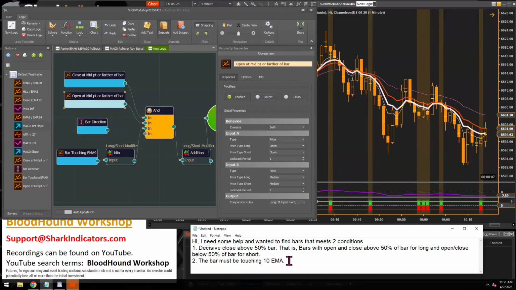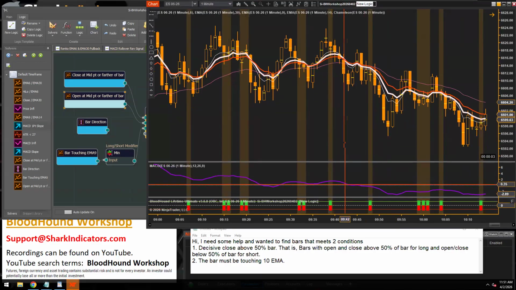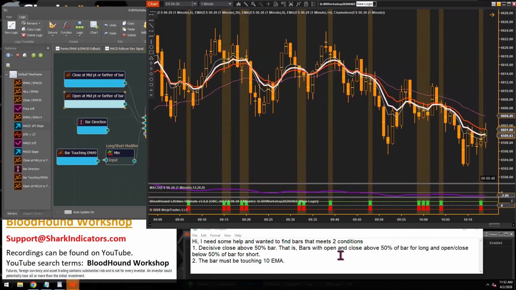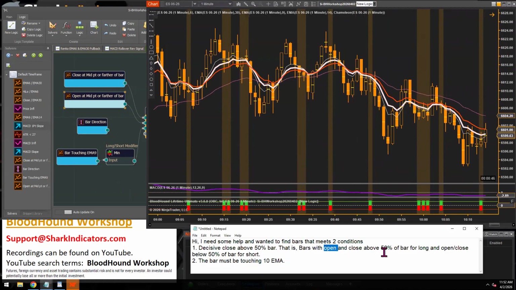We're not comparing to an indicator like the MACD. We're not looking at the slope of anything. We're not checking if an indicator is above or below some zero line, or whatever. So these are all comparisons. We're comparing the open to the median, comparing the close to the median, and then comparing the high and the low to the EMA.